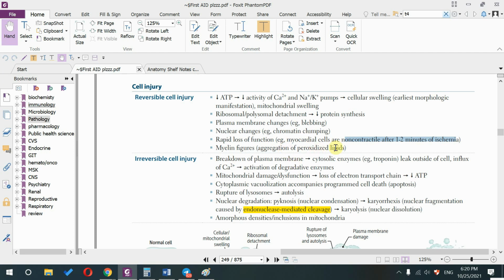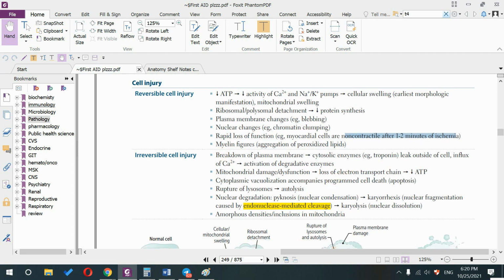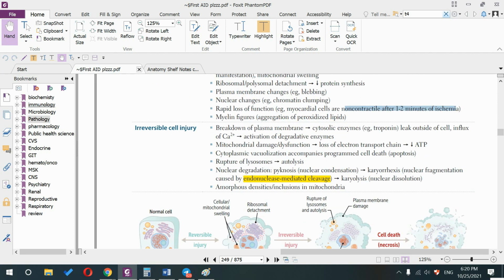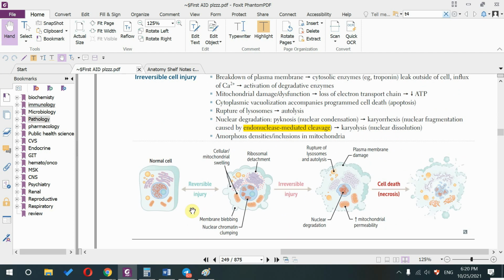The last thing you have to know is that in case of neuronal damage, there will be aggregation of peroxidized lipid within the myelin sheaths of the nerve cells, and I will show you this in the future. Okay, so let's take a look at this graph here.